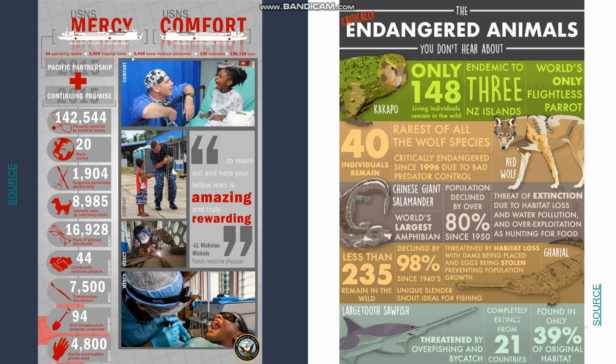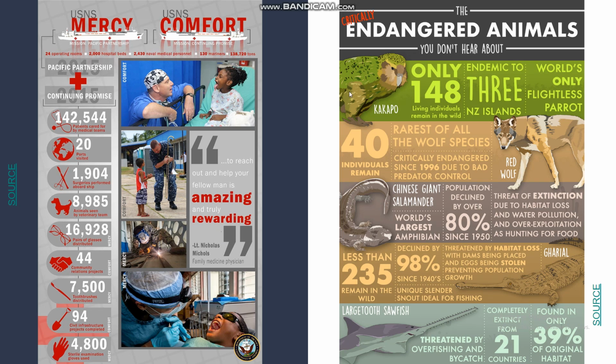This one is actually about a hospital ship, so the USNS Mercy and the USNS Comfort. And so they just want to give you some quick facts about the different kinds of things that you might do. So it looks like this infographic is probably to encourage people to join them because it's giving you a quote from one of the physicians that works with them.